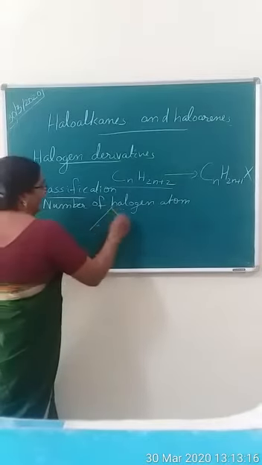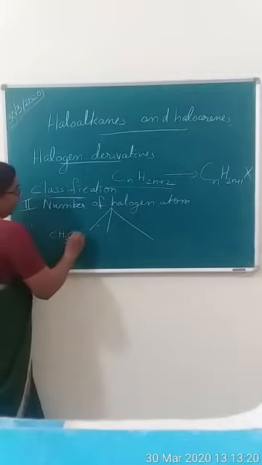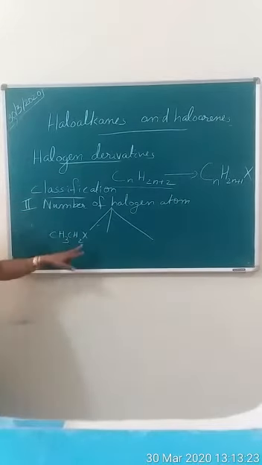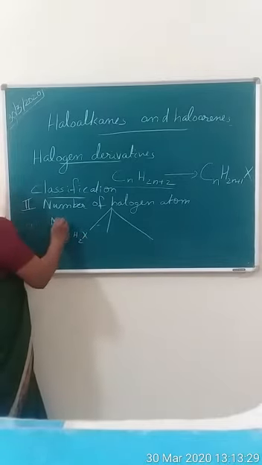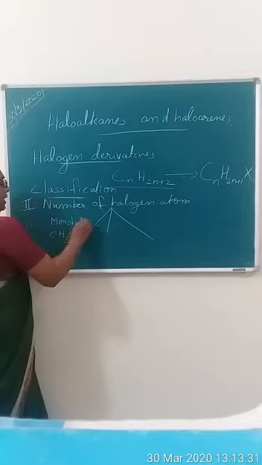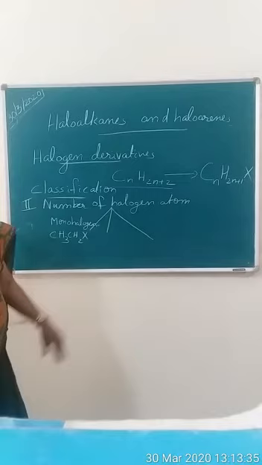Again, you consider, suppose it is CH3CH2X. Here we can see that one hydrogen atom is replaced by one halogen atom. This type of halogen derivative is termed as monohalogen derivative. You can see the presence of only one halogen atom.